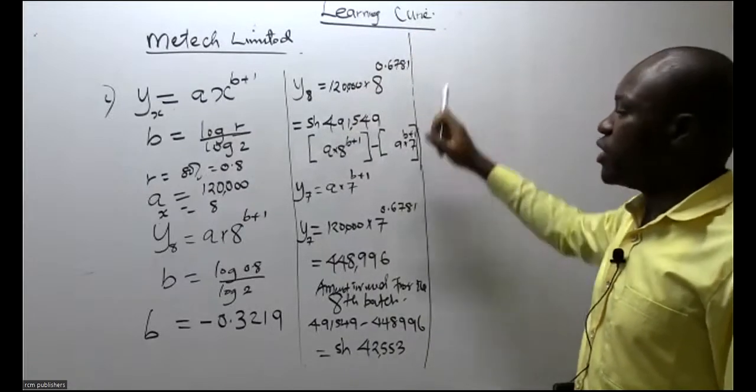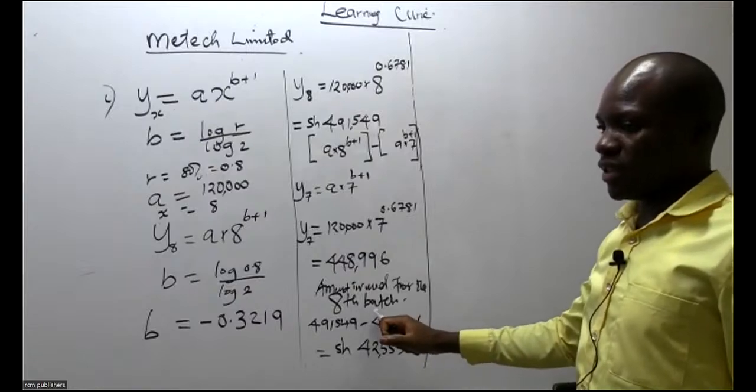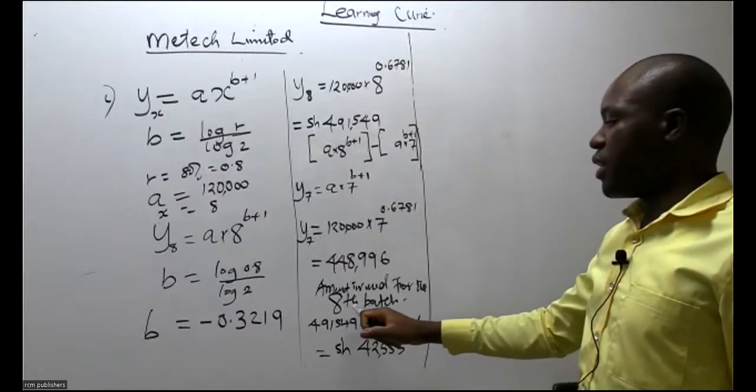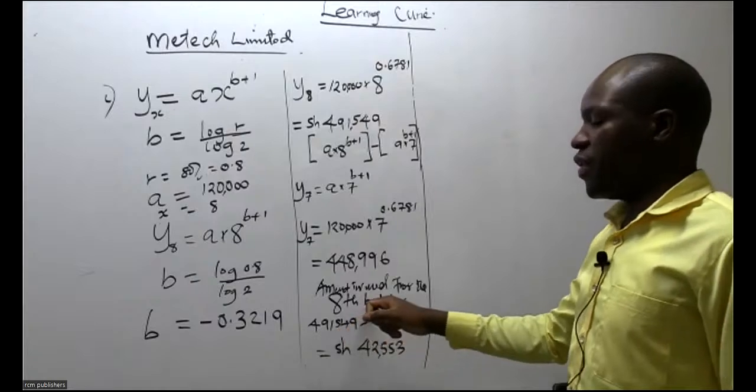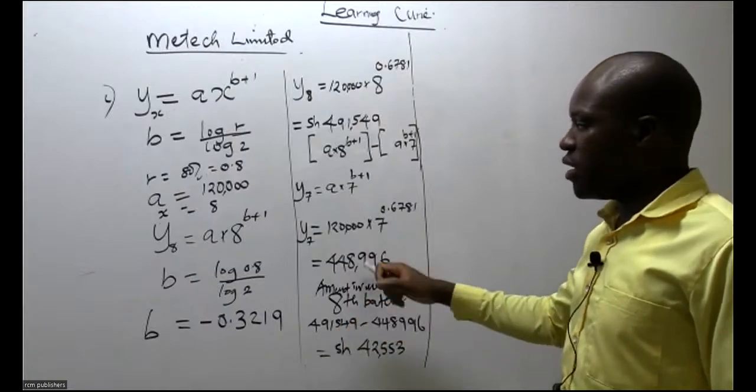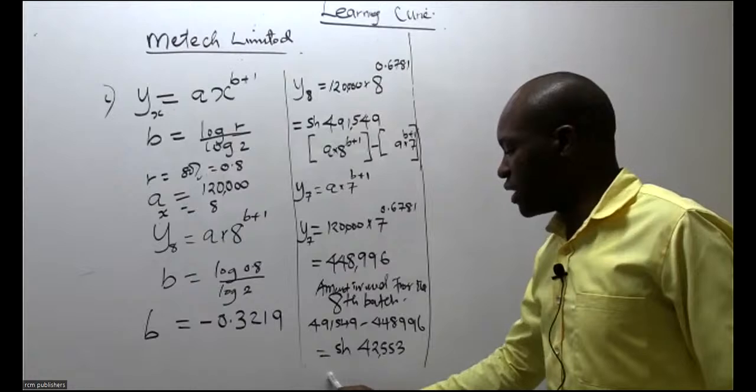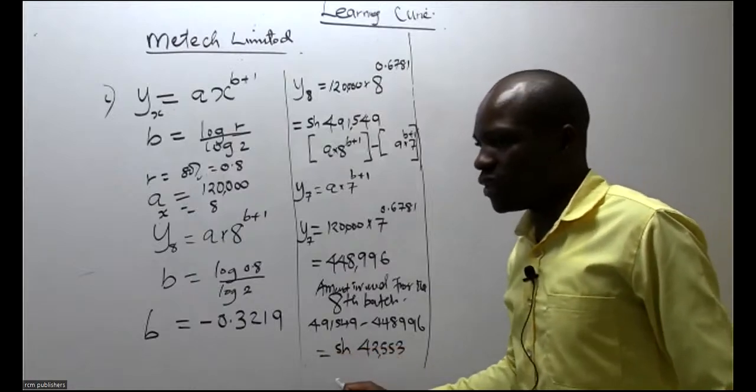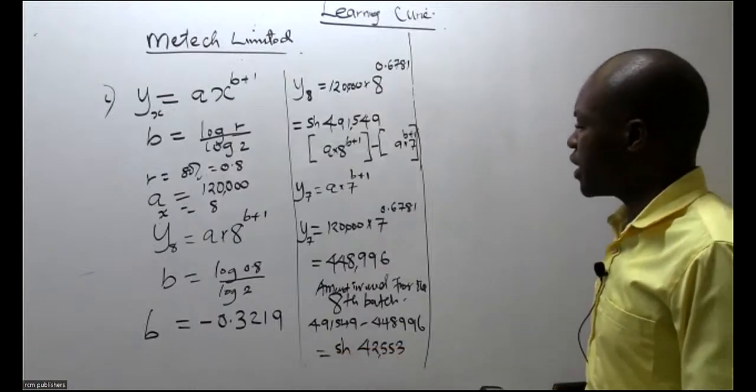The learning will stop at the first 8 batches. Learning will stop at this point when they're going to produce the 8th batch. Anything after that will now be going at the rate of producing the 8th batch. So let's do that together.